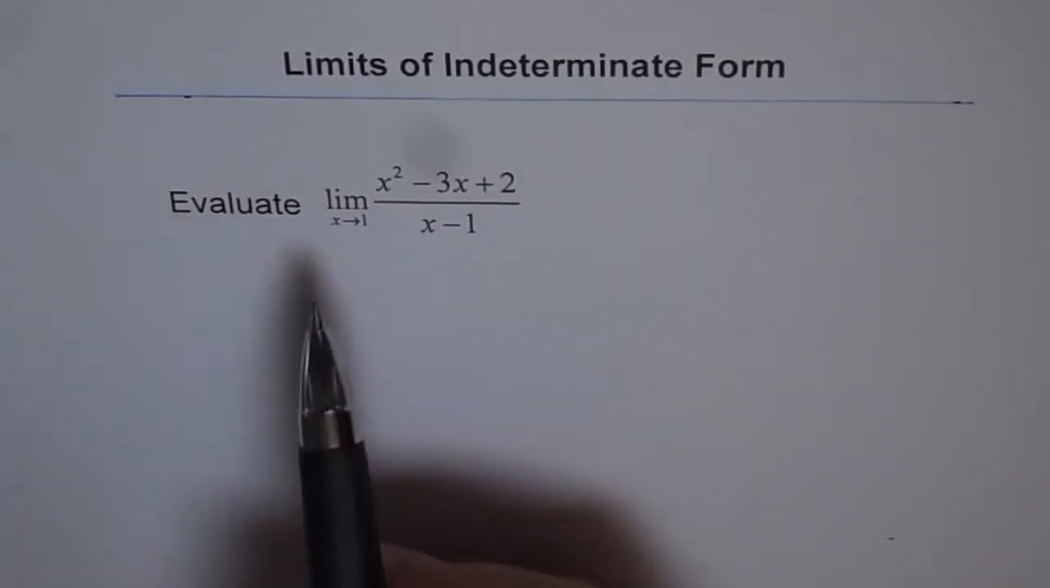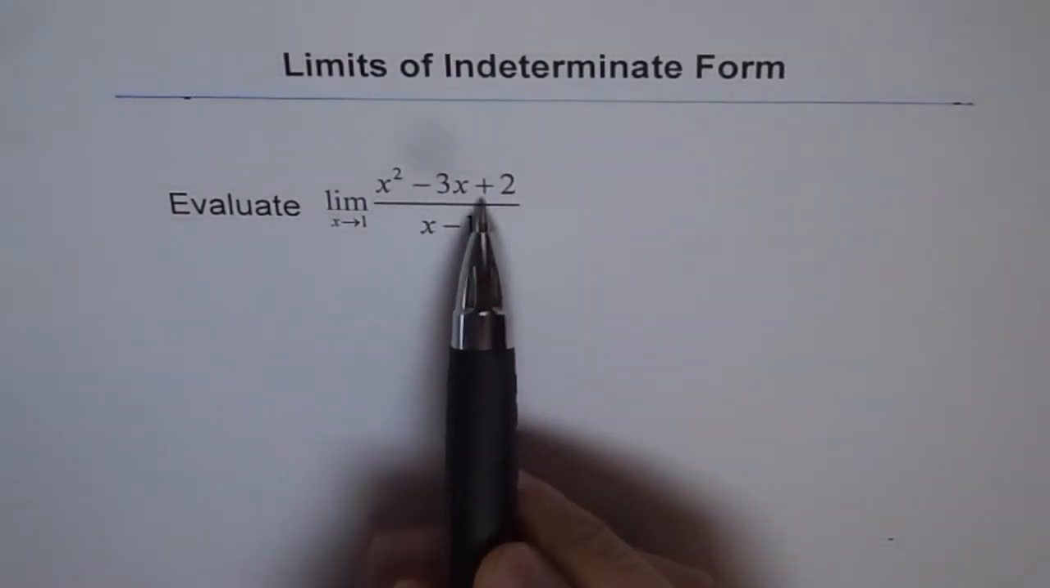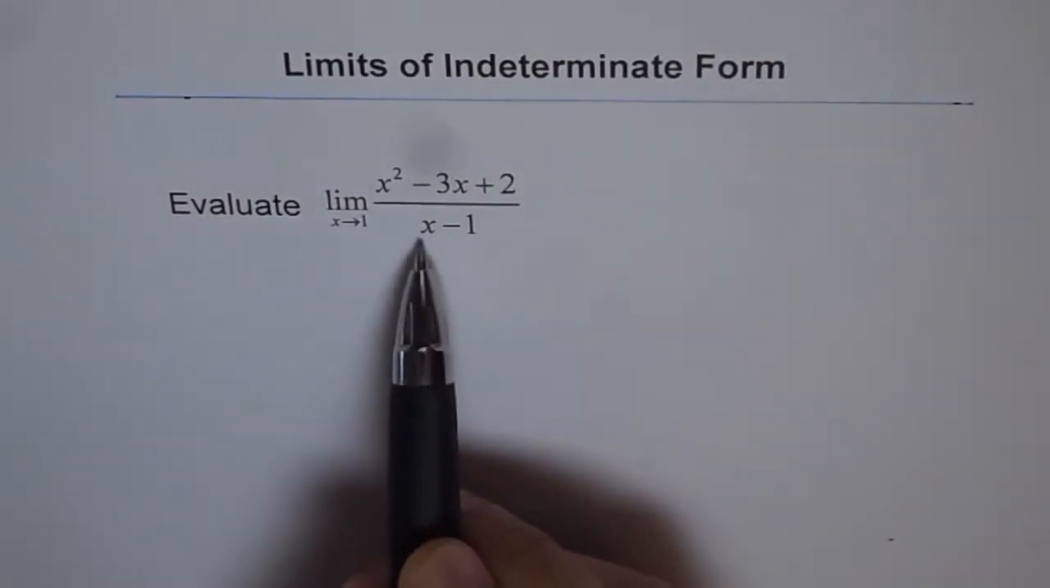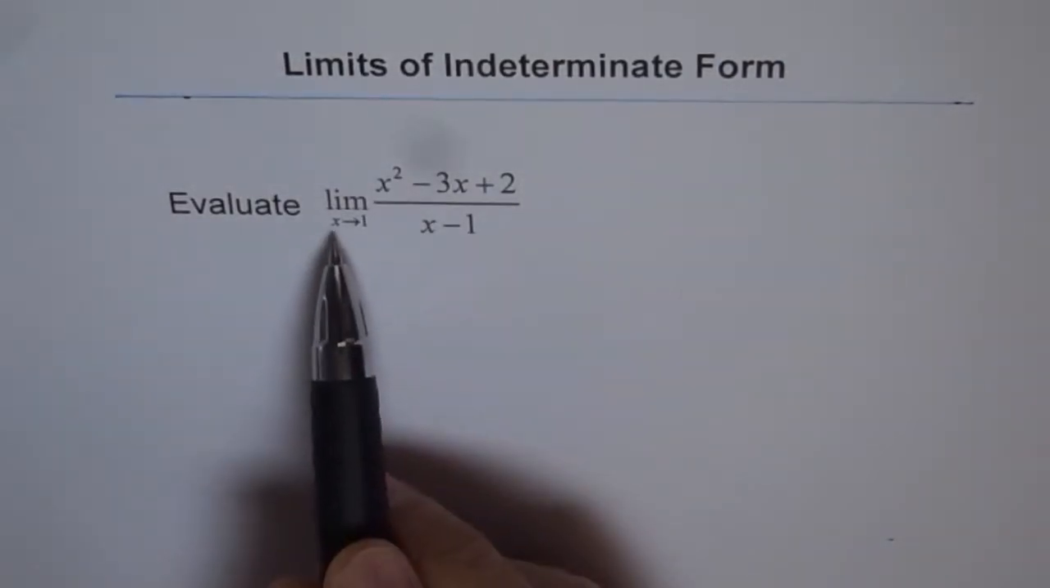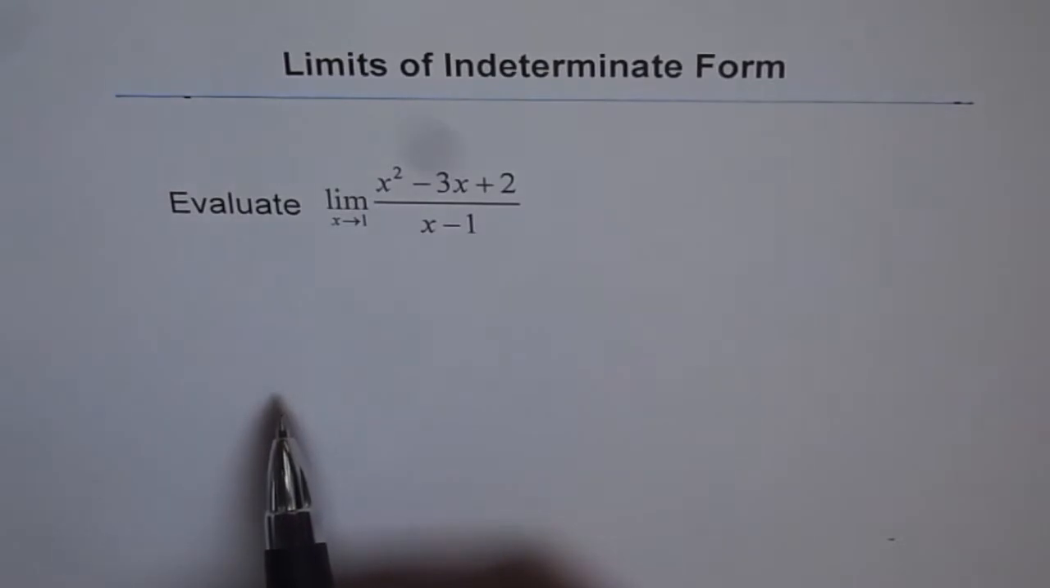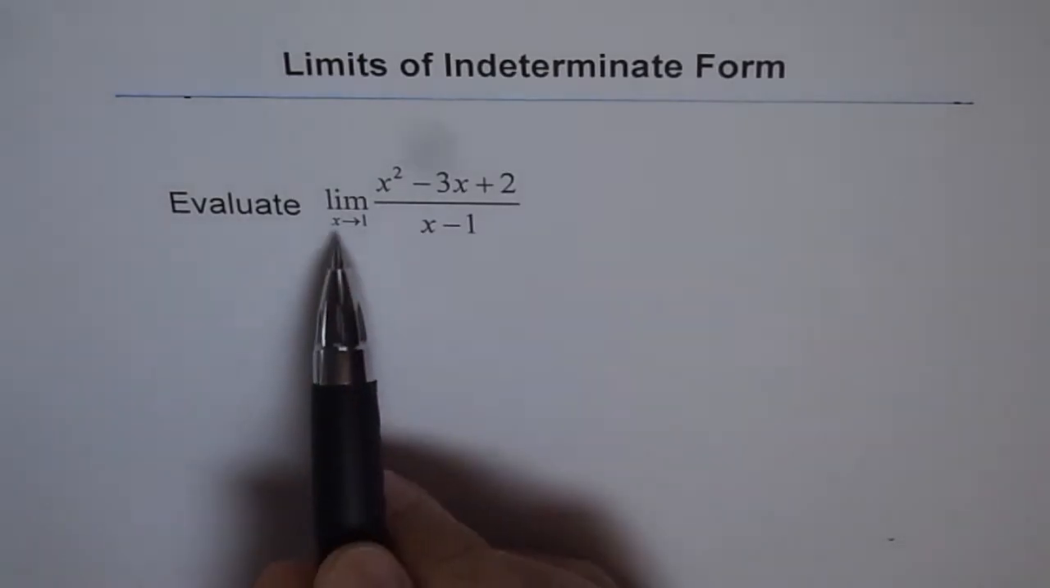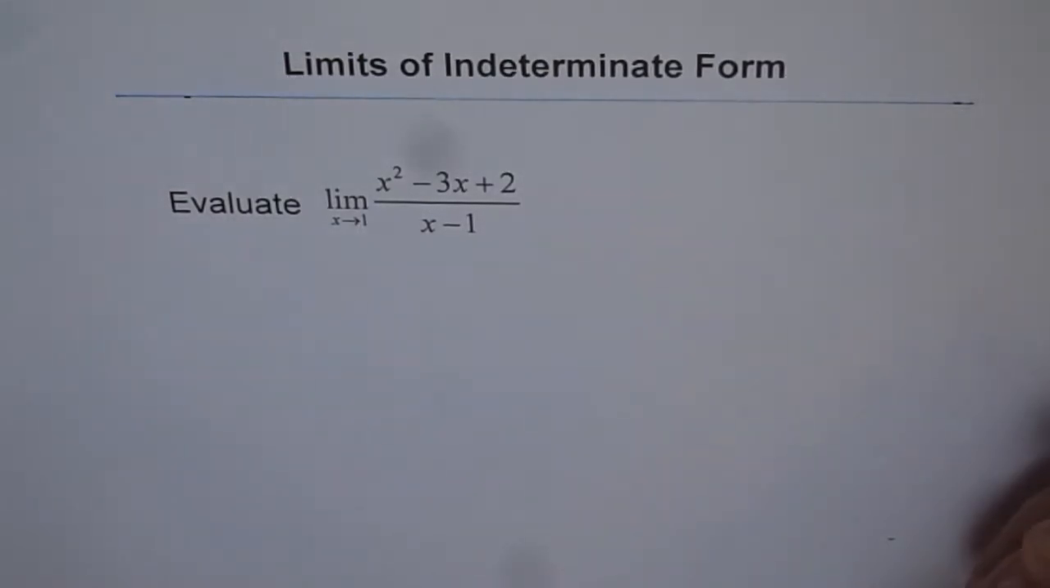Evaluate the limit of (x squared minus 3x plus 2) divided by (x minus 1) where x approaches 1. To evaluate the limit, let's first substitute x equals 1 and see what we get.